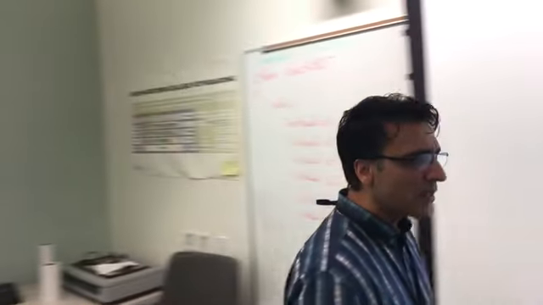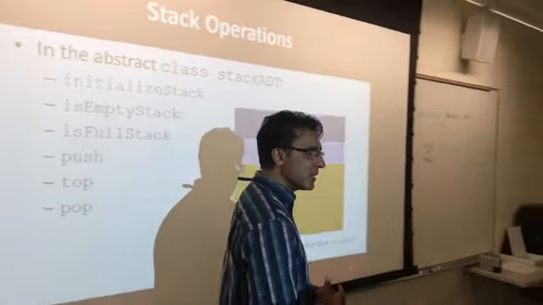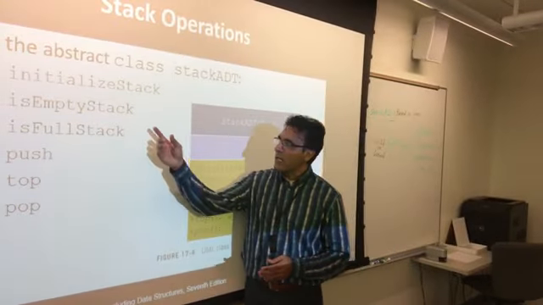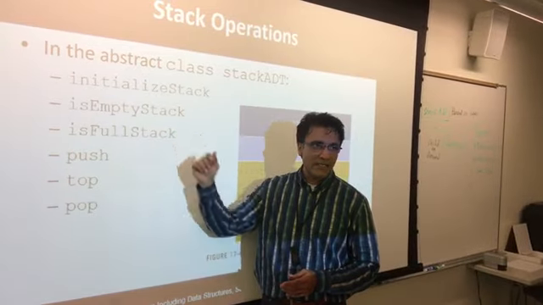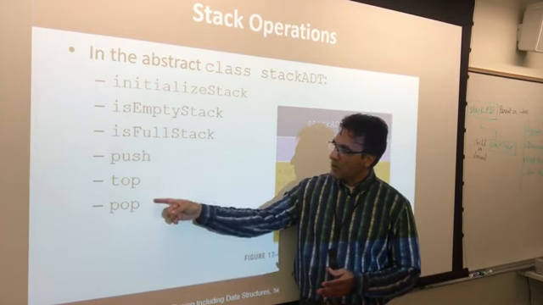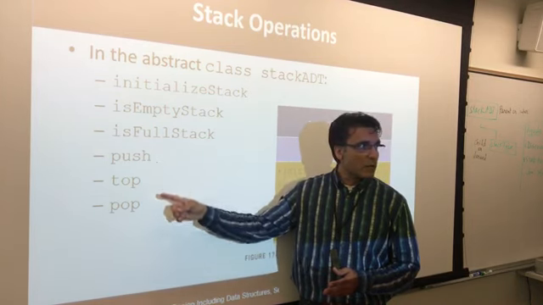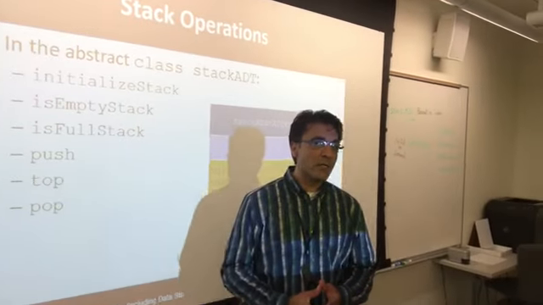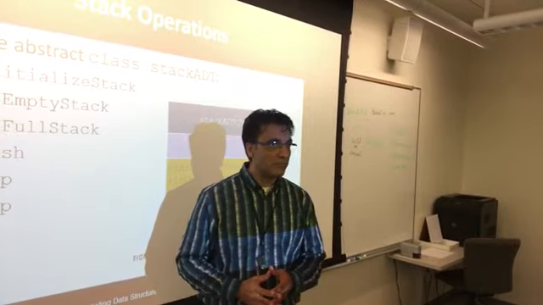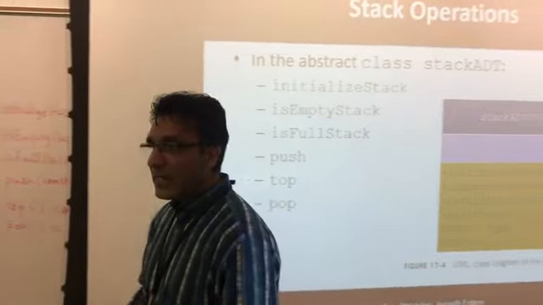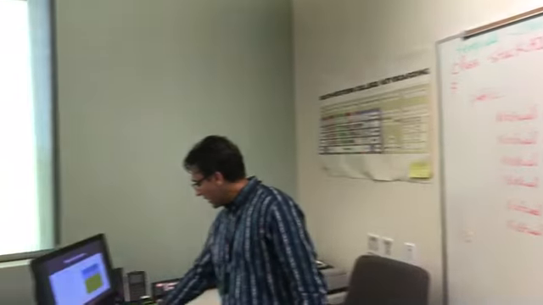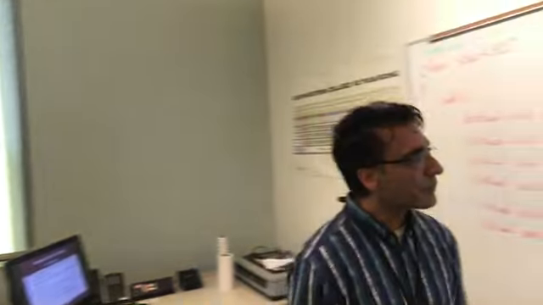Some of the key methods we must have in a stack at the time of declaration, and these must be implemented, are: initialize stack, check if the stack is empty, check if the stack is full. And you must have push and pop methods to add something or to remove something. And also there must be a method which allows you to check what the top value is. Top value means how many elements were added, or if I want to see the value of the last node in that stack.